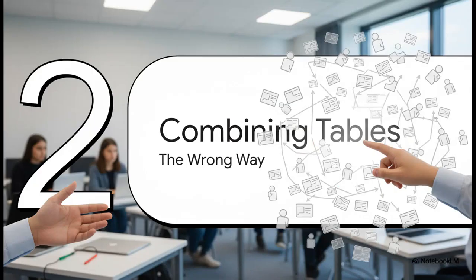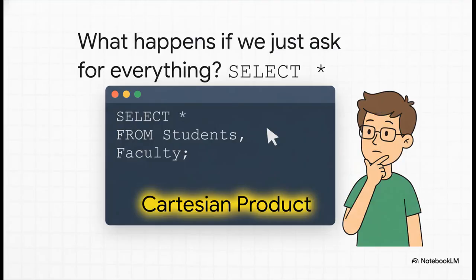So, we have the link, it's solid. Now let's try to actually combine the tables to see the student and faculty names together. What do you think would happen if we just ask the database to show us everything from both tables at once, without giving it any real instructions? We can try a really simple query like this one, just listing both tables with a comma between them. I mean, it seems logical enough, right?